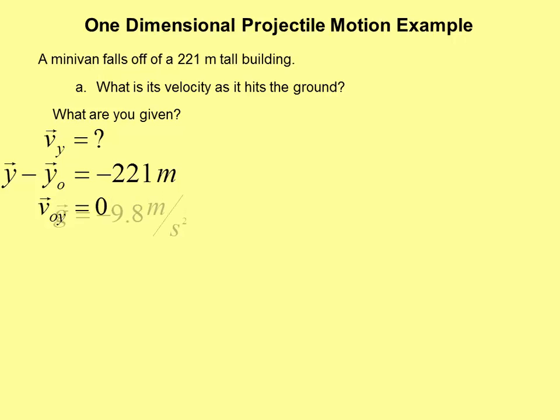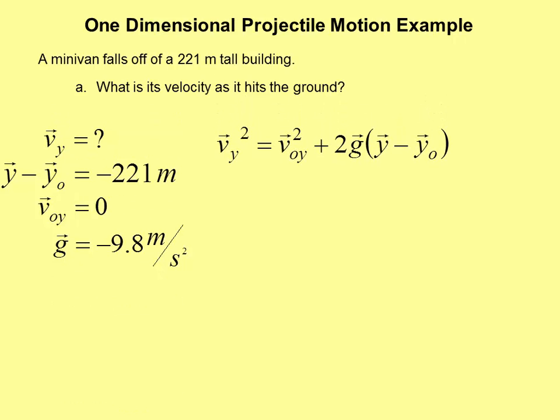And therefore, the vertical acceleration is negative 9.8 meters per second squared. So, knowing that we're looking for the final velocity, and we know the vertical displacement, the initial vertical velocity, and the vertical acceleration, we can choose a kinematic equation. Since we don't know time, there's really only one to use, and that is the fourth kinematic equation.